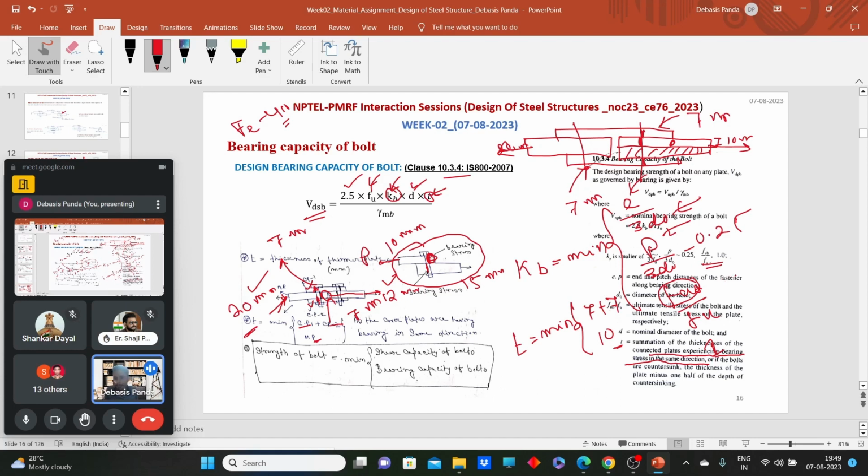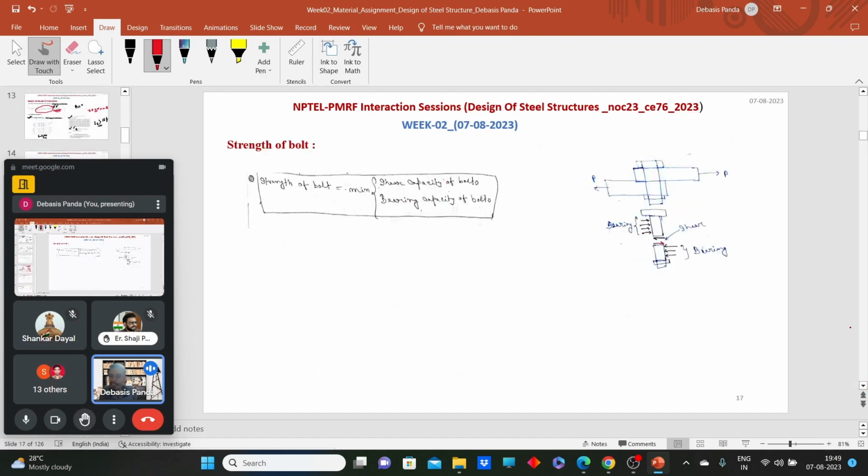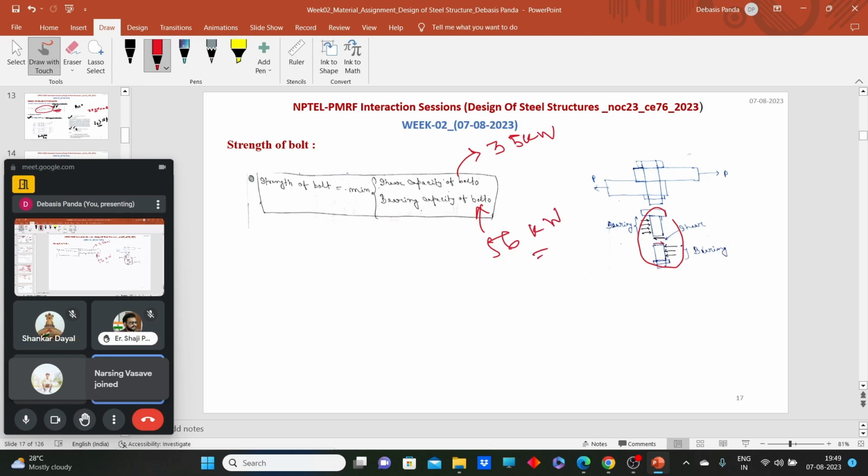Okay, so the bearing type of bolt will transfer the load through bearing and shearing action. Now we have calculated the bearing capacity of the bolt and the shearing capacity of the bolt. So tell me, what will be the strength of the bolt? Say the shear capacity of the bolt is 35 kilonewton and the bearing capacity of the bolt is 56 kilonewton. Strength of the bolt means the amount of load the bolt can carry safely. What will that be? The minimum of these two, right? Because if I increase the load beyond 35, the bolt will fail in shear.